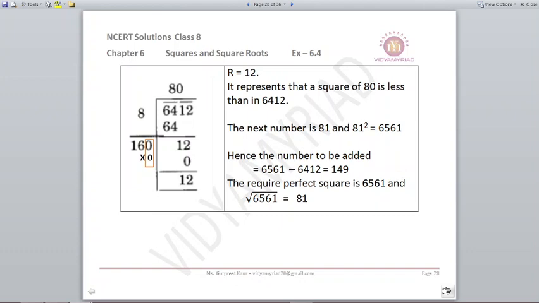Next, 6412. So pair is 64 and 12. Now 64 I know, 8 into 8 is 64 and 8 plus 8 is 16. So I will bring down 12. It will not go, it will go on 0 only, that is 80. So I will try the next number, 81. 81 into 81 is 6561. Difference between 6561 and 6412 is 149. So the square root of 6561 gives me 81 and the number which has to be added is 149.